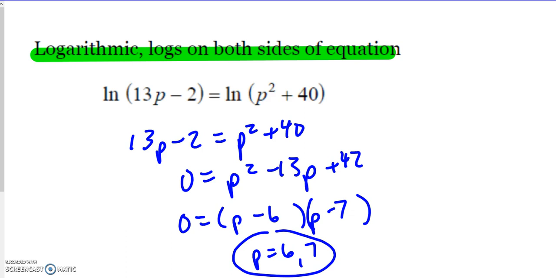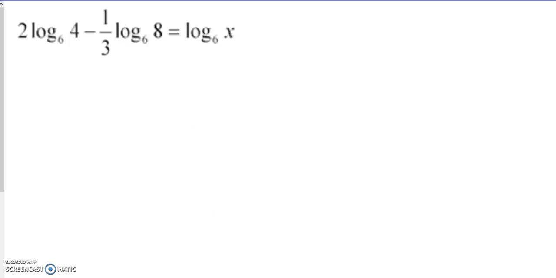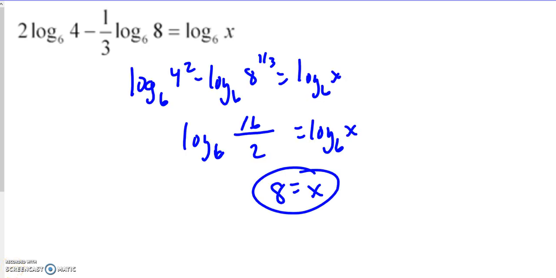So the next example I would like you to try as well. Again, remember condense, and then you can have log of something equals log of something, so the two somethings are equal to each other. So again, go ahead and pause this video, try it, and push play when you're ready to check your answer. Okay, so we had to condense first, so we got rid of the coefficients in front. Then I went ahead and squared the 4 and took the cube root of 8, and that subtraction turned into a division. So again, log base 6 of something equals log base 6 of something, so the two somethings are equal to each other, and therefore x is 8.